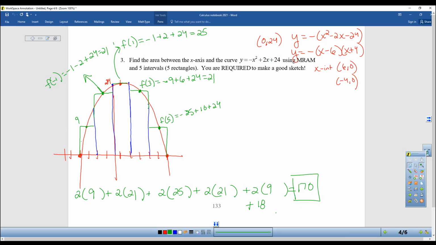Okay, so that's how you would do MRAM. So a lot of times you'll have something that's 10 intervals wide in order to only do 5 rectangles, and that way MRAM is easier.